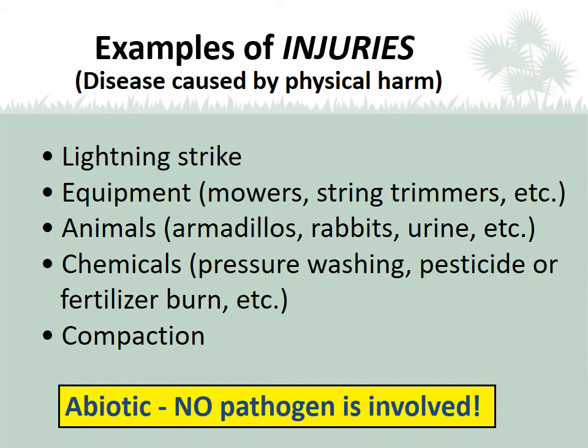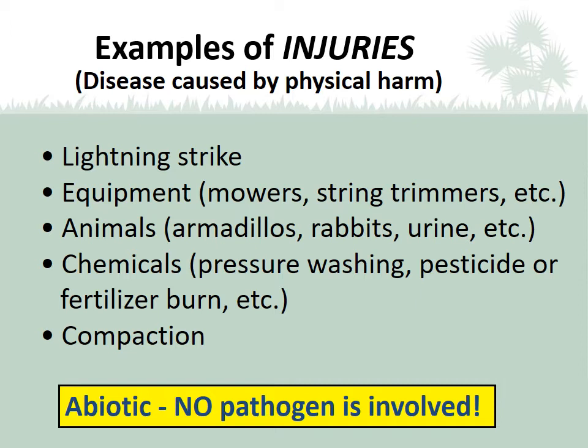Chemicals in this way will cause injury based on a pesticide overspray, pesticide burn, sometimes using too much pressure washing, or even fertilizer burn. Fertilizer burn can occur from an excessive amount of nutrients put out into soil, which will gradually cause dieback at the tips of plants. And also through pesticide overspray, there are going to be discolorations that can arise as a result.